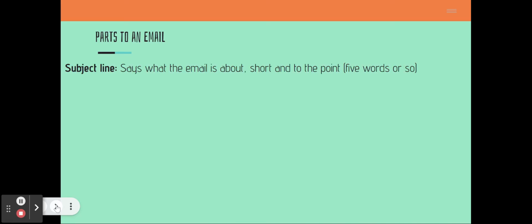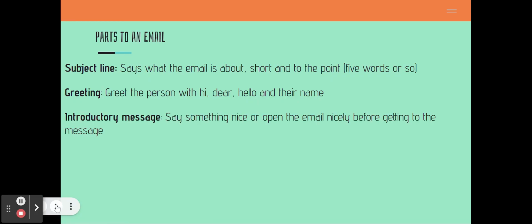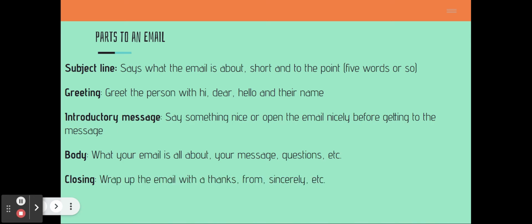So again, every part of a professional email. The subject line is what the email is all about. It's short, sweet, and to the point, usually about 5 words or less. Then the greeting. Greet the person with hi, dear, hello, and their name, followed by the comma, and then you hit the enter button. The introductory message. You say something kind to open it up before getting to the message, which is, of course, the body, what your email is all about, your message, your question, whatever you're writing. Closing. Wrap up the email with a thanks or sincerely and your name. Write your name to sign the email.